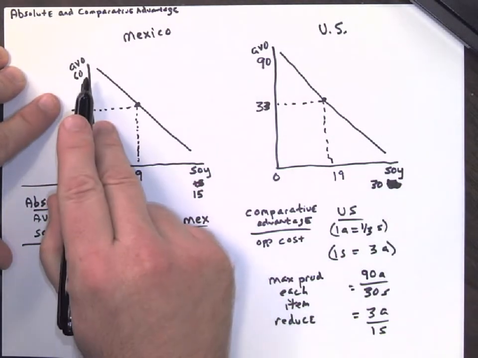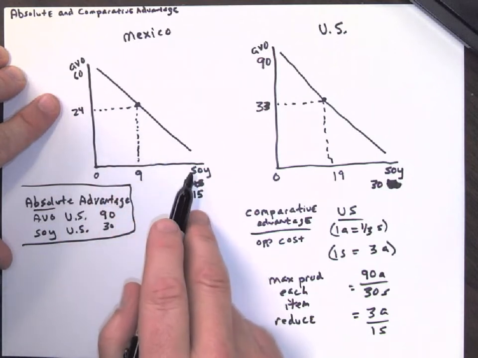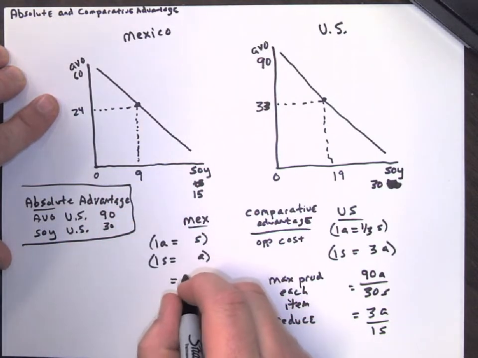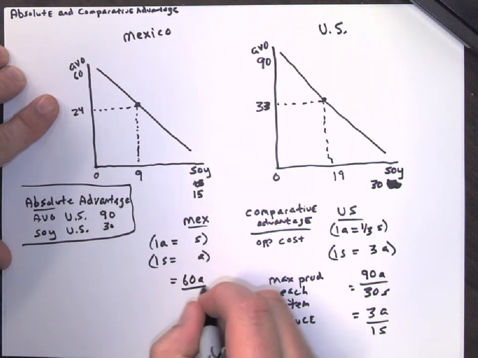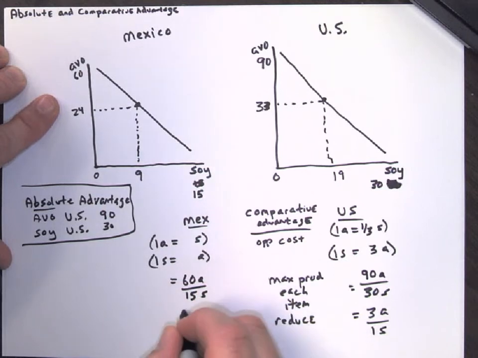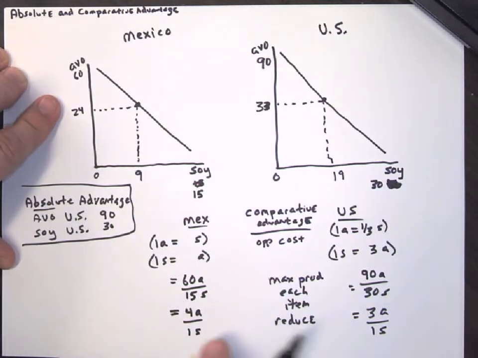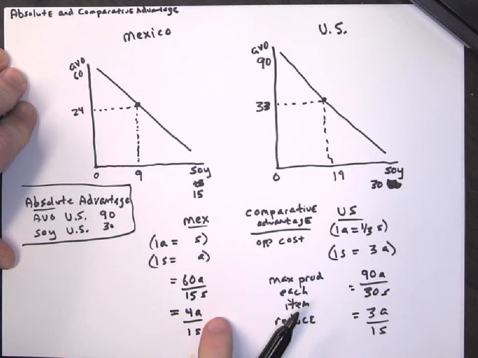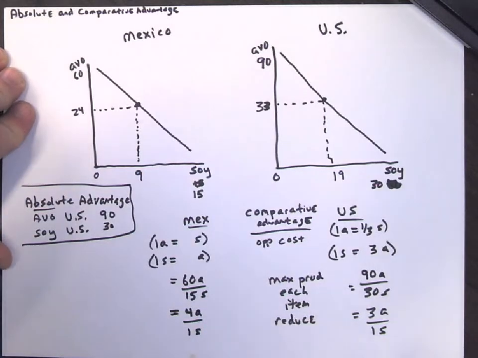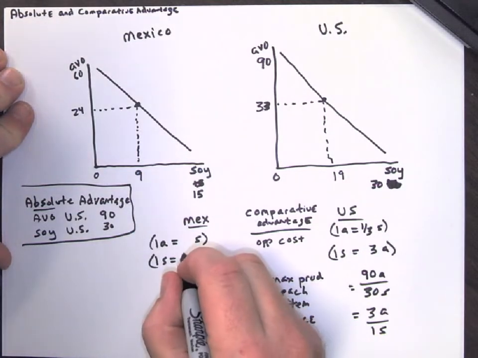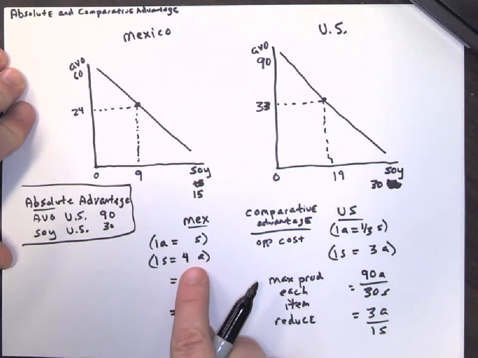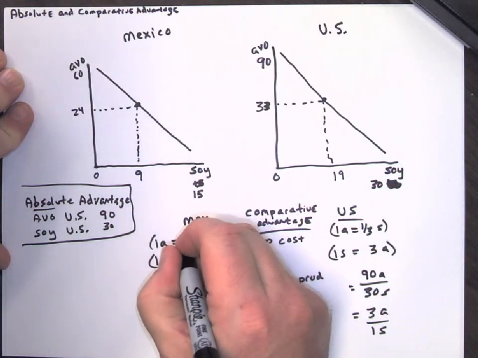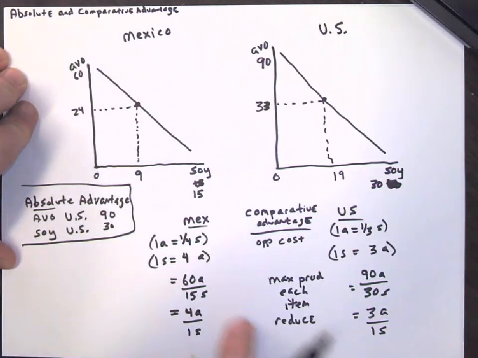So now let's do that for the other side, for Mexico. I know that they can produce 60 or 15. So 60 avocado over 15 soybean is going to be equal to 4 avocado over 1 soybean. So every time they choose to make 1 soybean, they give up the chance to produce 4 avocados. Now, up here, I simply put my 4 avocados, then my reciprocal, 1/4. So these are our trade-offs.